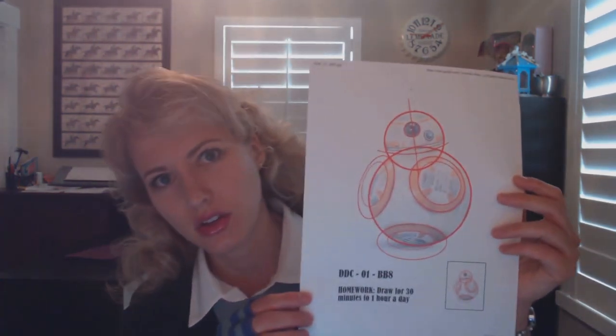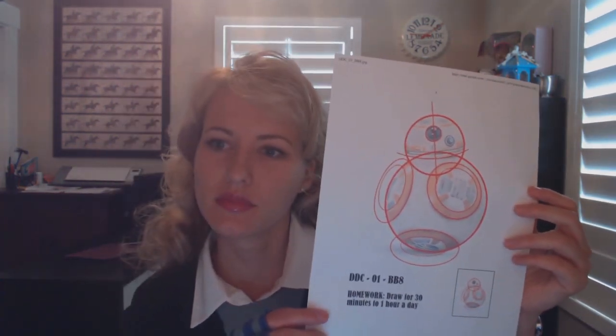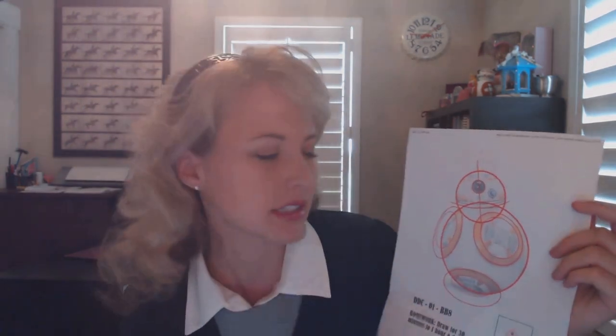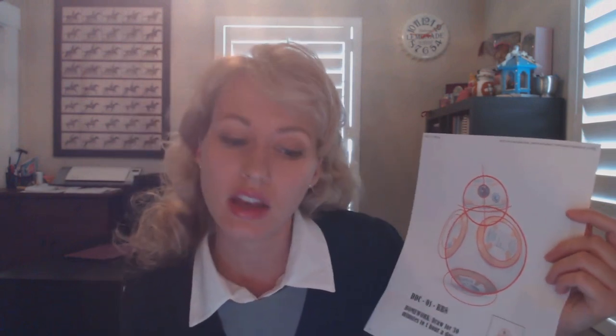Okay, so let's get started. I'm going to show you what I have here. This is a drawing sheet that I've created for our class. As you can see, we're starting out drawing BB-8, and I've broken it up into simple shapes. You can get this sheet on my website, which I've included in the video description below. There's a link to it. Or you can just follow along here. I have it pulled up on my screen, and we can draw together.